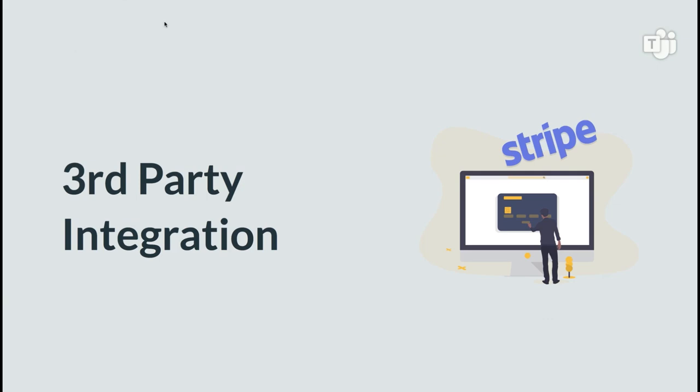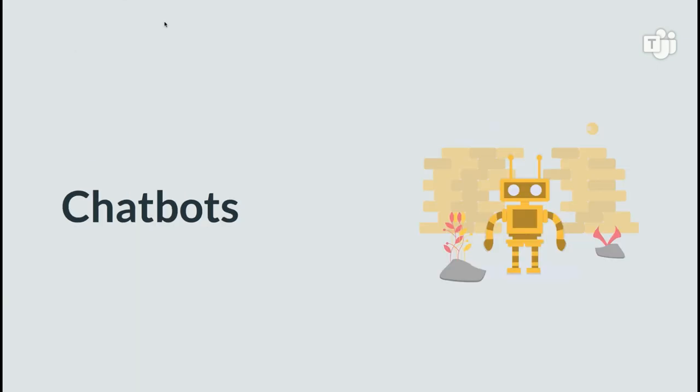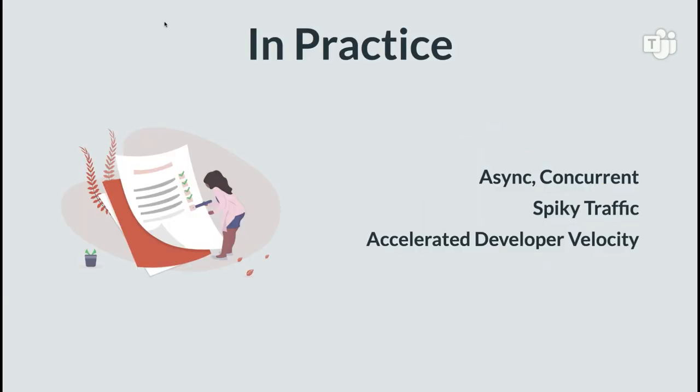It's also useful to use serverless with third-party integrations as a thin wrapper on top of your API calls, or whenever you're building chatbots. That's a good use case for serverless as well. The Cloud Native Foundation white paper that's published on GitHub has identified in practice a series of really good types of workloads that are a good fit for serverless.